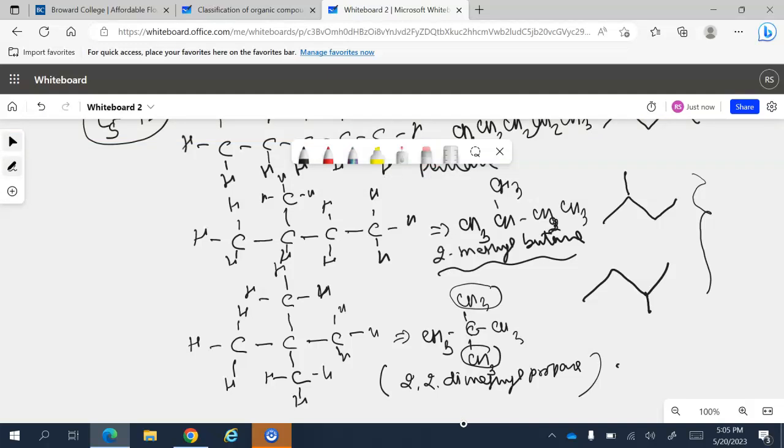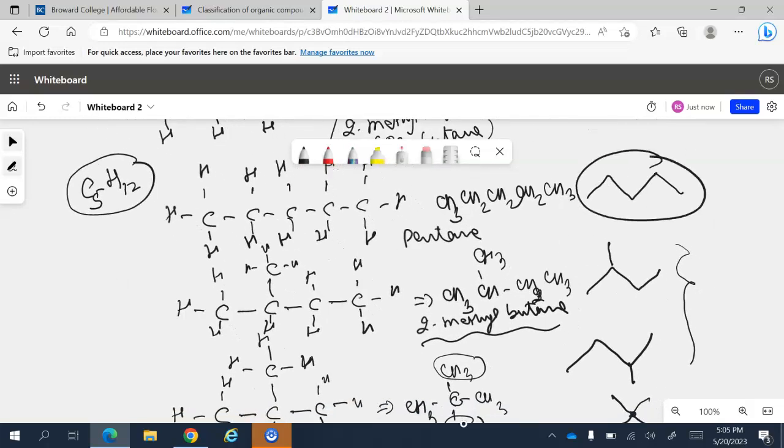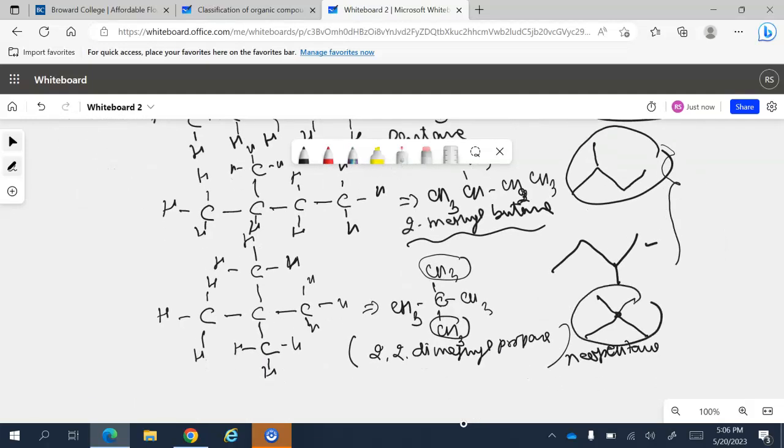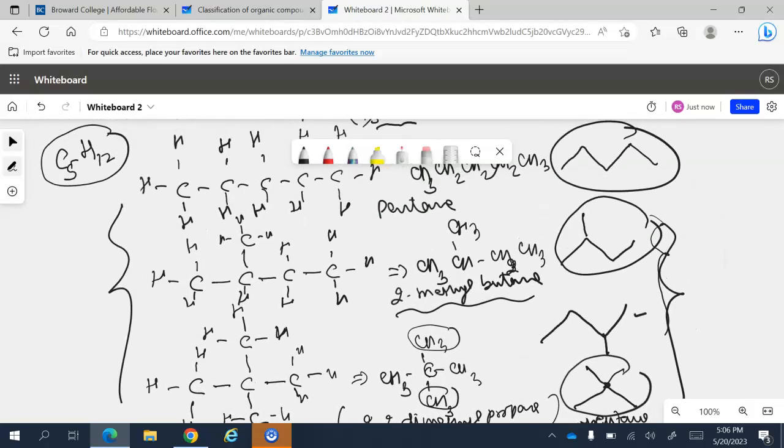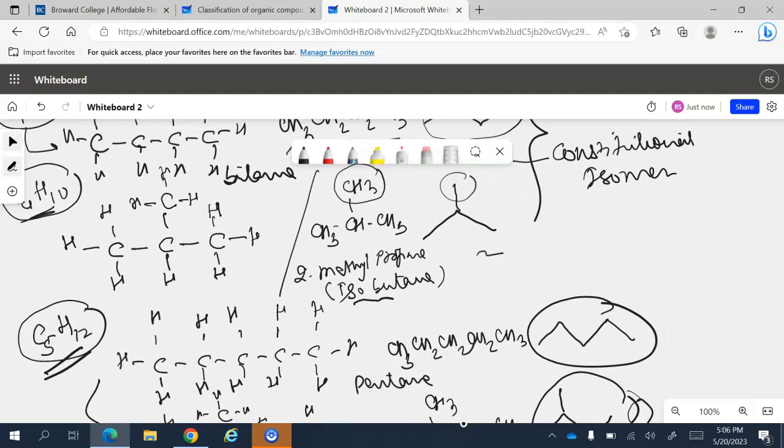And the line angle formula for this will be 3 carbons in the chain and 2 methyl groups on the same carbon here. This is what we also call neopentane. So this is another constitutional isomer. If you look at pentane, either this or this will be the same, so there are 3 constitutional isomers for pentane, C5H12, and there are 2 constitutional isomers for butane.